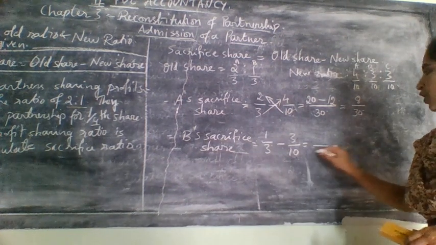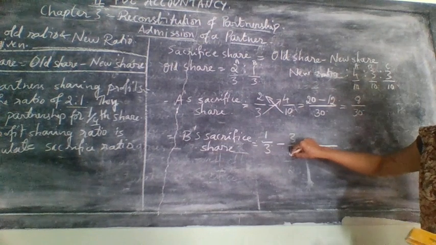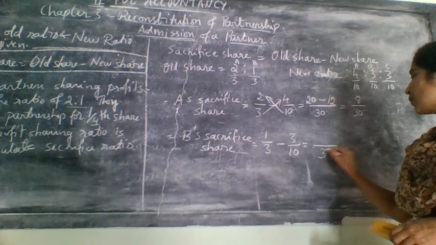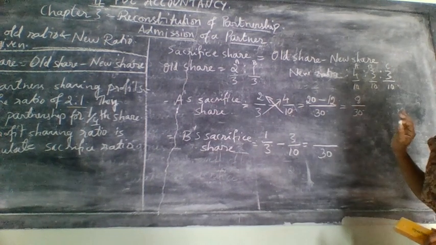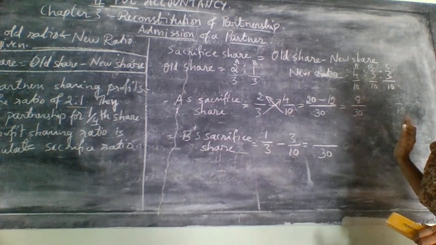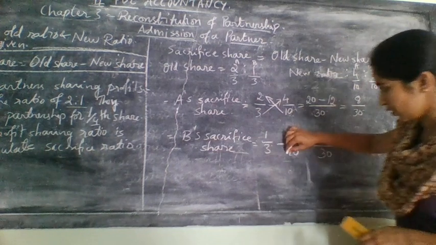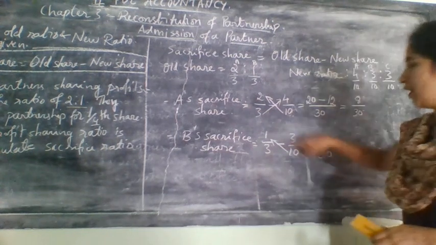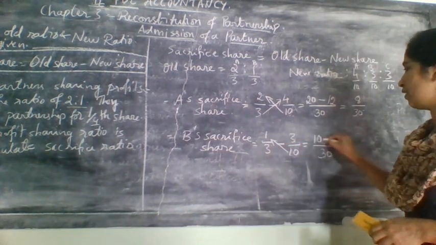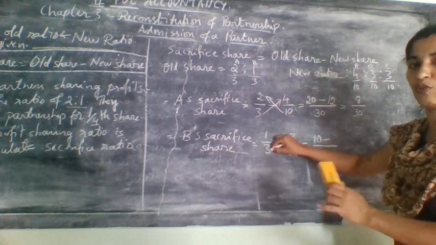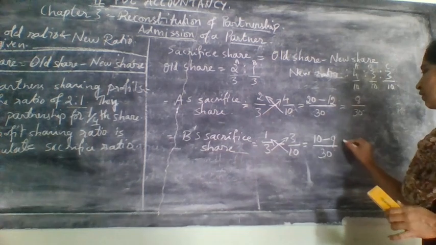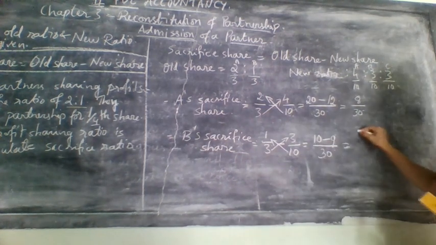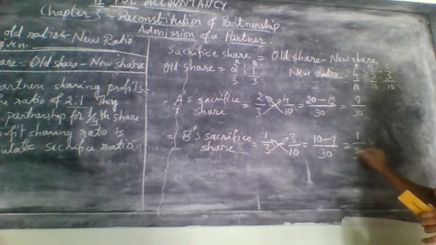So what do you need to do? First multiply the denominator with the denominator. How much will it come? 30. Next, which one do you need to do first? Right to left or left to right? Right to left. Okay, do this. 10 ones are 10 minus. Next you need to do left to right. 3 threes are 9. How much will it come? 10 minus 9, 1 by 30.